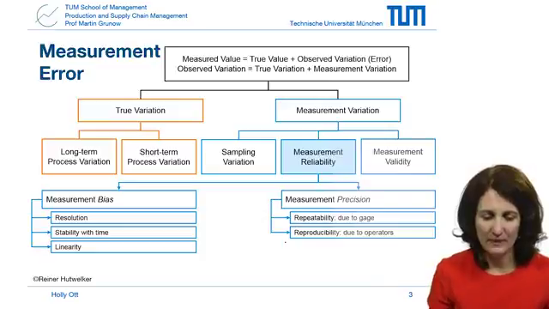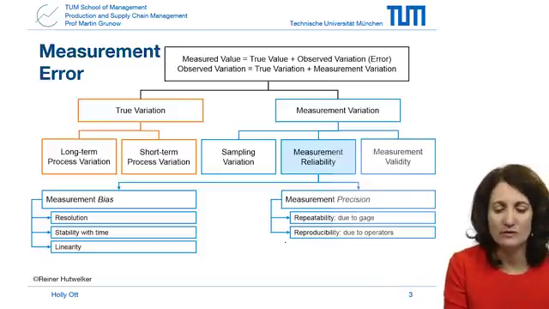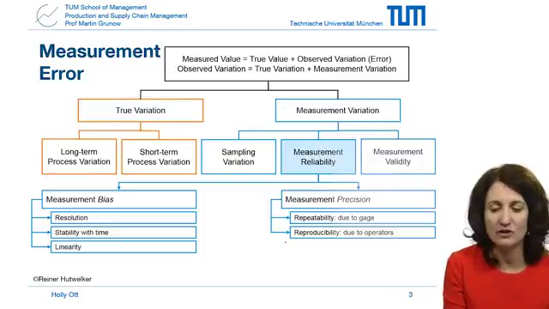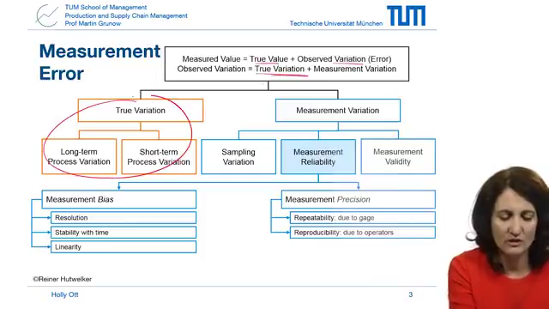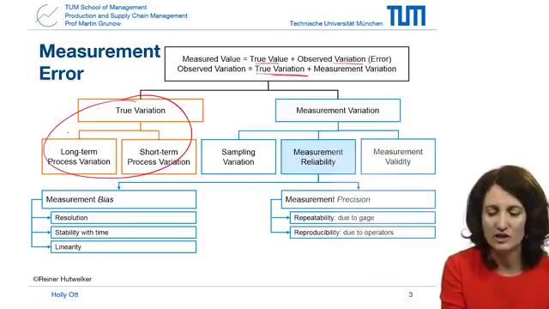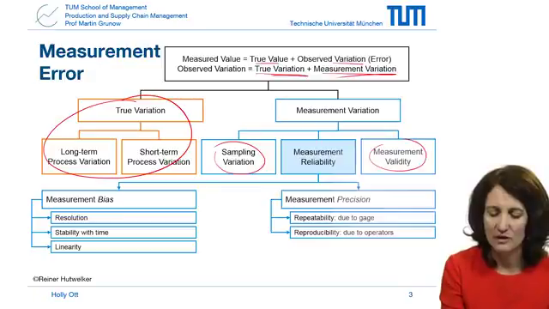Okay, again, we go through our chart. We have a measurement value due to a true value and then to variation. This variation is due to true variation, so long and short-term process variation, and measurement variation. And again, we can have sampling variation, measurement validity problems, and measurement reliability.